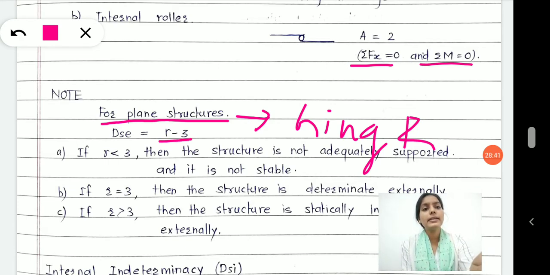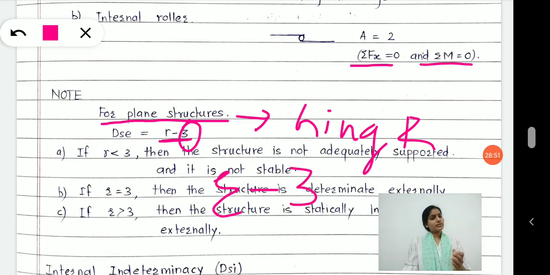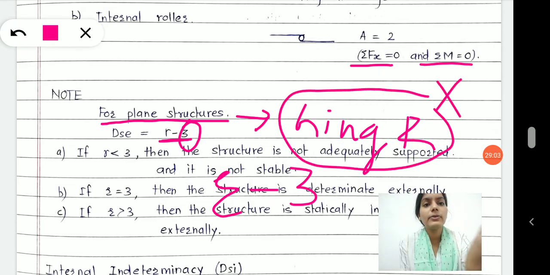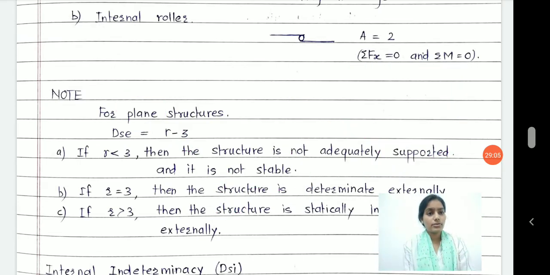What is R minus 3 here? R is the reactions. What does 3 stand for here? 3 is the equilibrium equations. In any case, the equilibrium equations remain 3. Therefore, instead of using E here, I have written directly the number 3. And additional equations are neglected because my structure is a plane structure, right? Therefore, my DSE formula becomes R minus 3. Now, on the basis of this R value, I have something to tell.